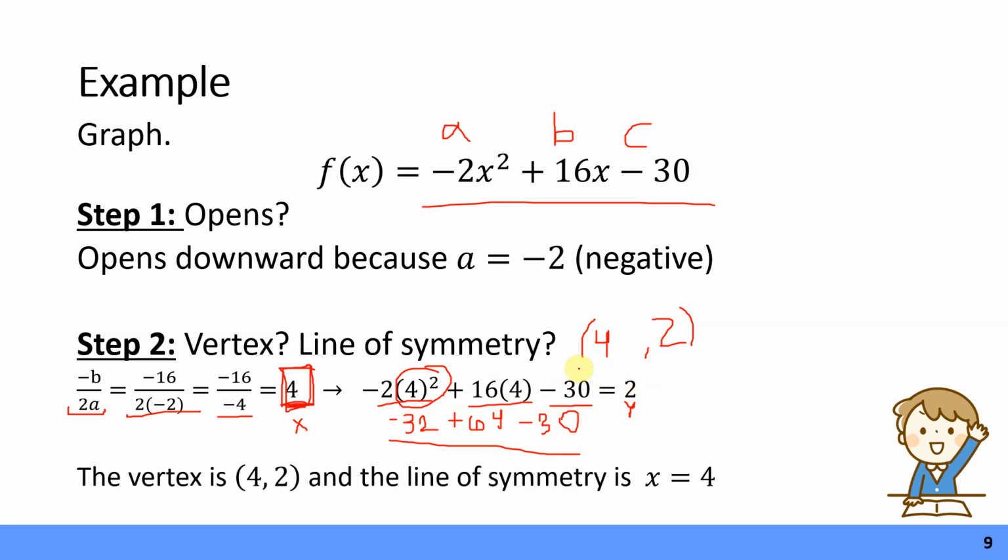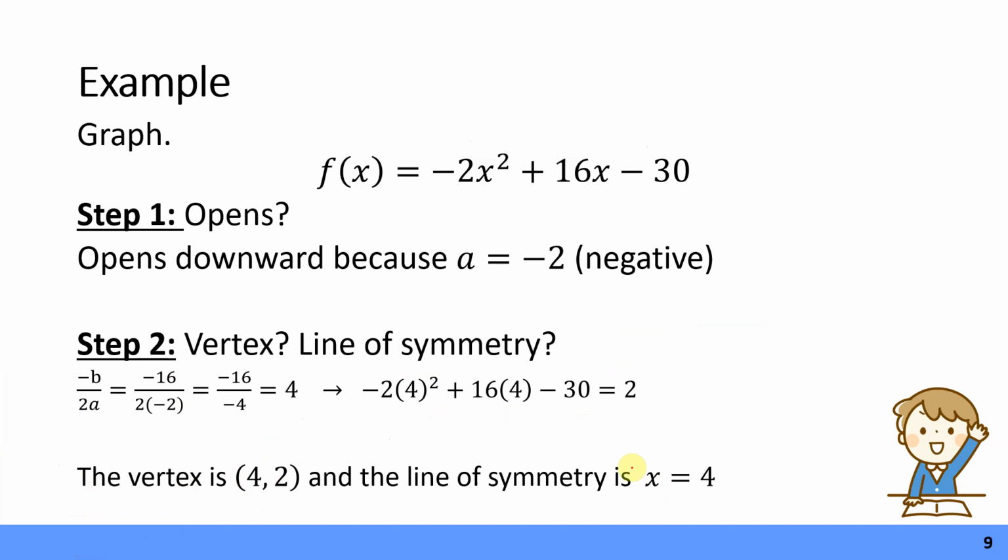All right, so look at this. This is my vertex, (4, 2). Again, vertex always has to be in ordered pairs. If you don't put the parentheses, you are going to get it wrong. So the vertex is that. Now, the line of symmetry is always, make a note of this, it's always going to be x equals whatever you had on your x coordinate. Okay, so it's going to be x equals 4.